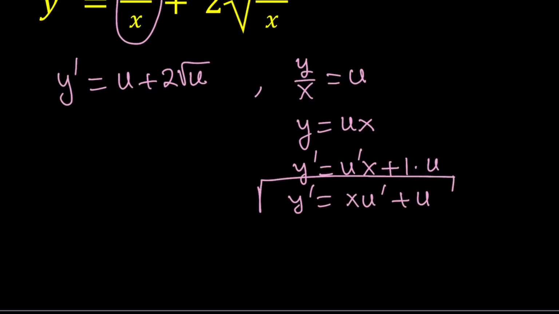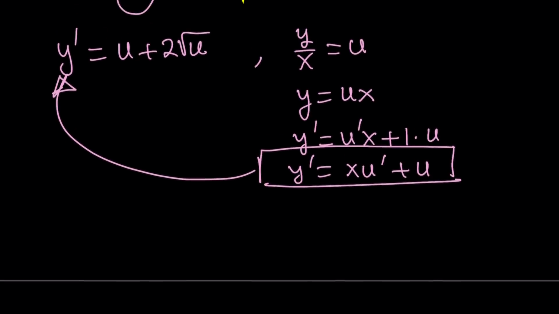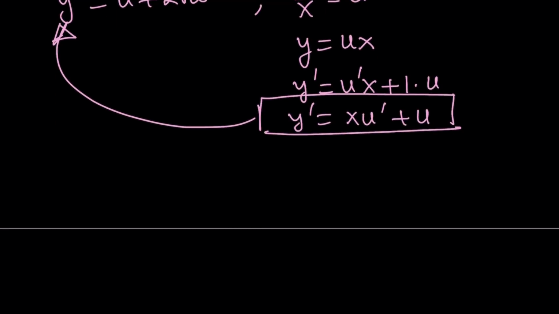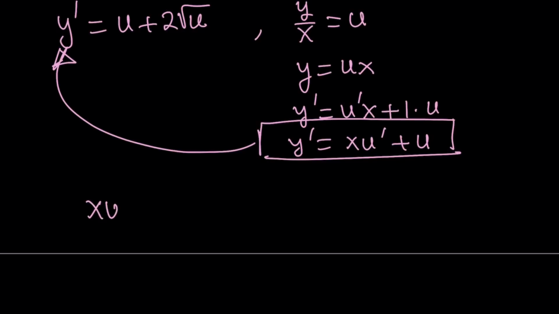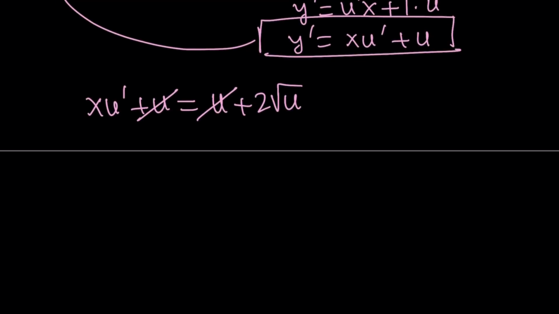So that's something we are going to substitute into our equation here, and then everything will be expressed in terms of x and u. We'll get rid of y for the time being. So let's replace y prime with x u prime plus u, and that should equal u plus 2 times square root of u. U is going to cancel out, which is nice. From here we get x u prime equals 2 times the square root of u.